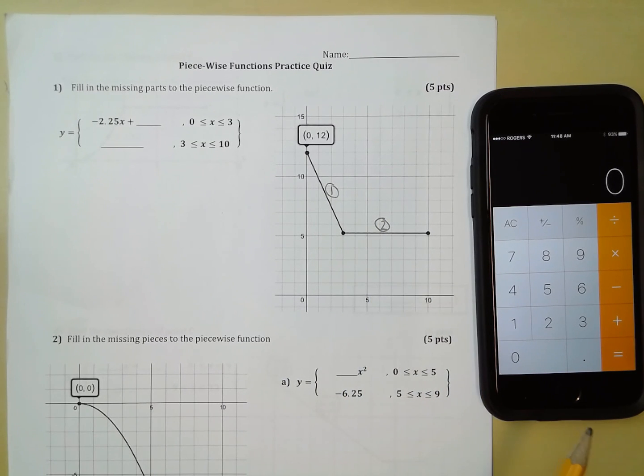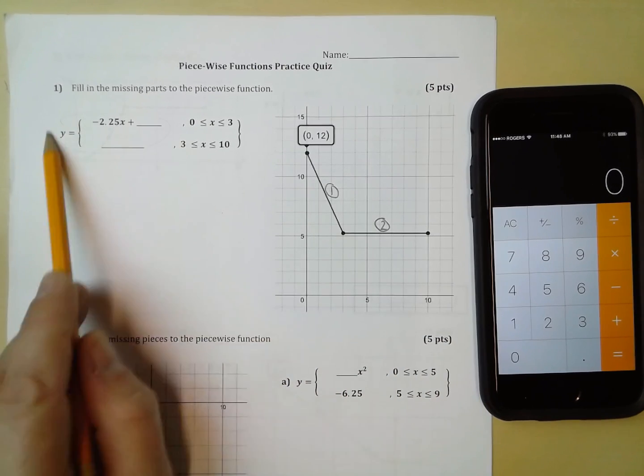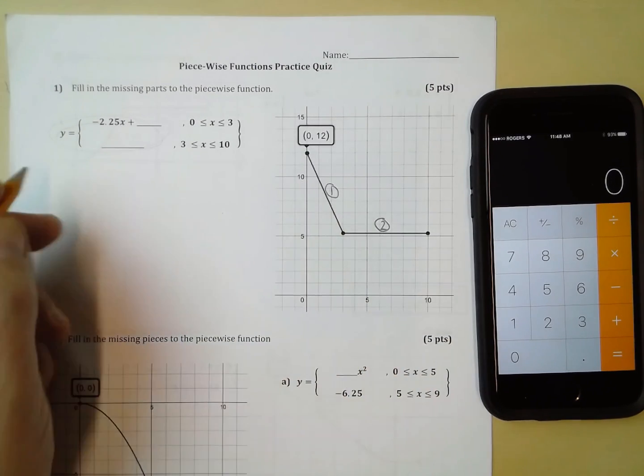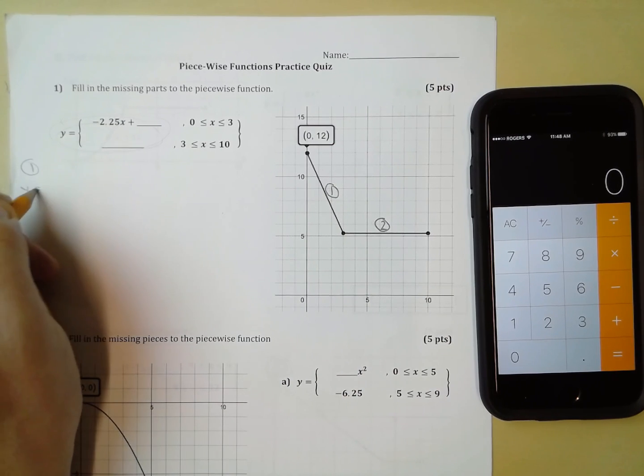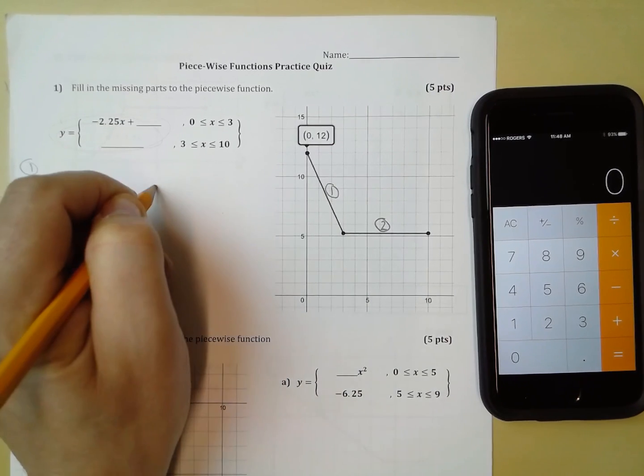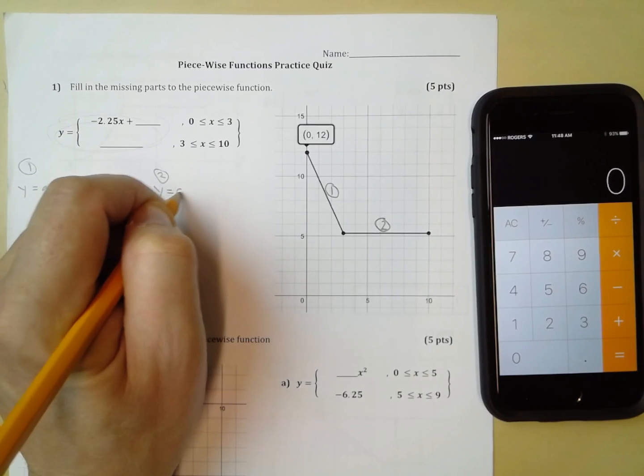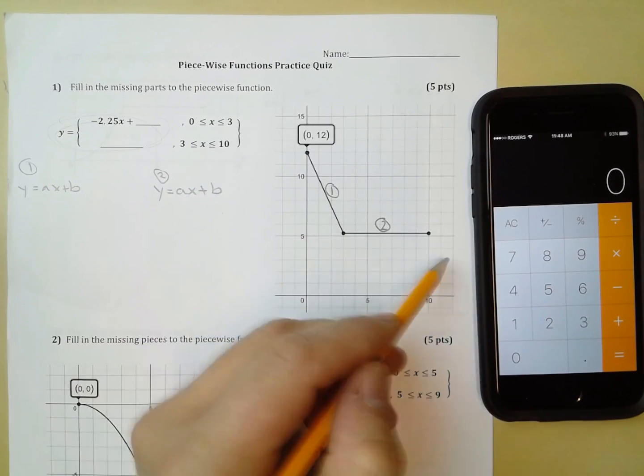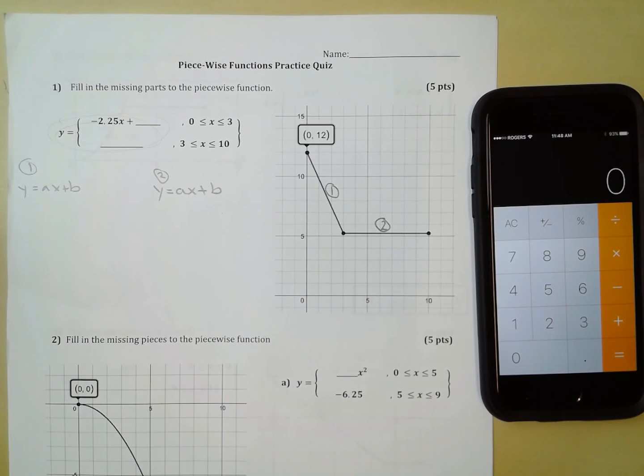And then the next decision to make is the general rule for each of those functions. And we can ignore this business for now and just go ahead and write down those general rules. For number one, it's going to be y equals ax plus b. And number two would be y equals ax plus b, because they're both linear. And of course, those functions will change as we go along.